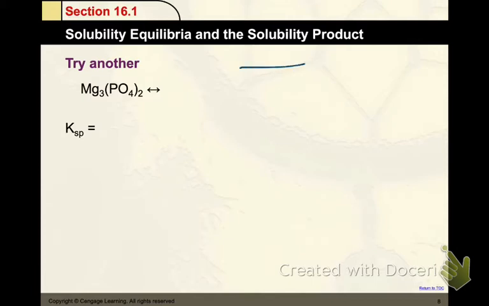Okay, so hopefully you gave this a try on your own already. So we're taking this solid, and this would break into 3 magnesium ions, 2 phosphate ions, and based on the fact that we know that phosphate is 3-, and based on its position in the periodic table, we should also know that that would be Mg2+. So 3 Mg2+ and 2 phosphate ions.